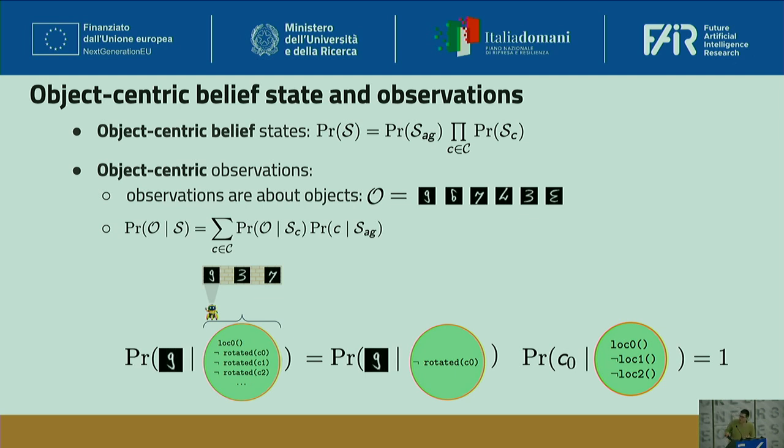And also the probability of observing an object given the state of the agent. So here, with state of the agent, you can imagine the position of the agent. If the agent is at the most left position, it observes the first object, the 9. So the probability of observing the 9 is high in that agent state.